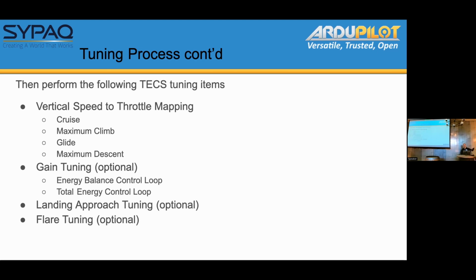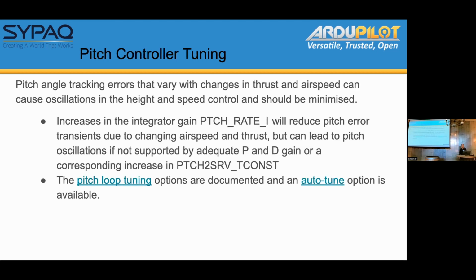Then we get on to some of these other items that are optional. Do you want to finesse with the gain tuning? There are some, and we'll talk about that. But the primary focus is going to be on the speed throttle mapping, and then there are some items that you can use to improve the landing approach and the flare manoeuvre. Okay, pitch controller tuning.